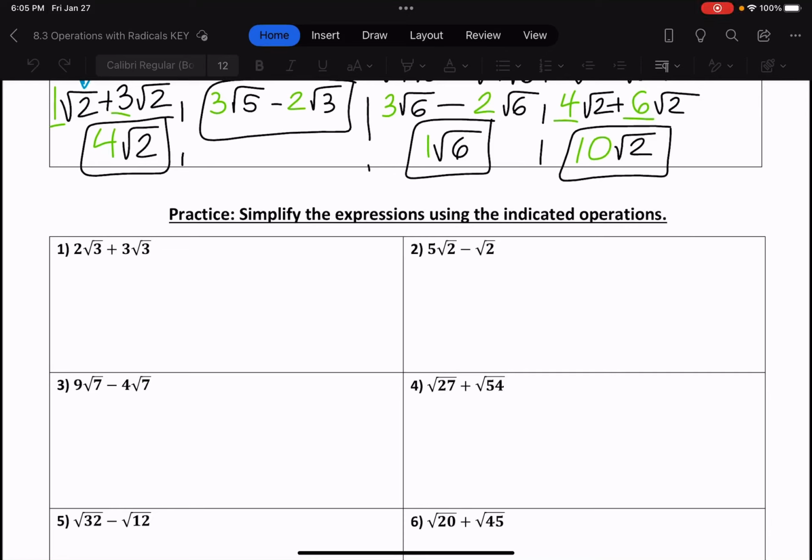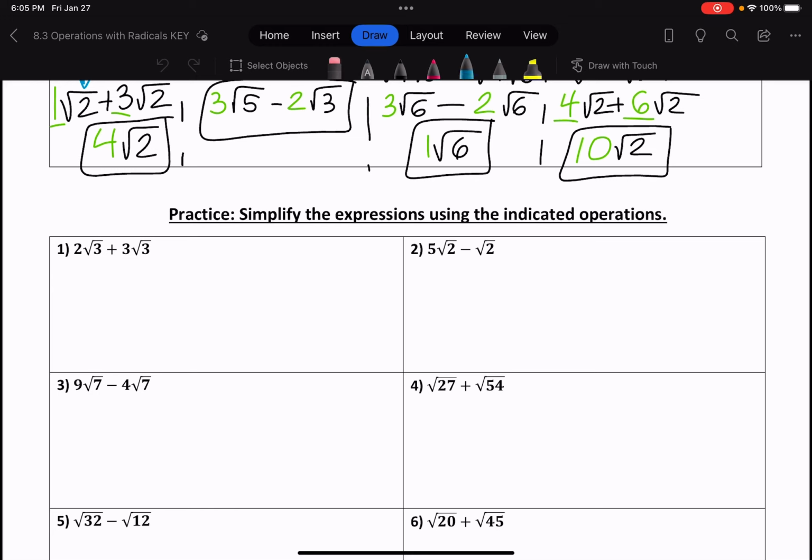Hey guys, in this video we're going to be looking at adding and subtracting radical expressions. In order to perform addition and subtraction with radical expressions, we've got to make sure that they have the same radicands. Remember that your radicand is what is underneath that radical symbol. So let's look at a few of these problems.